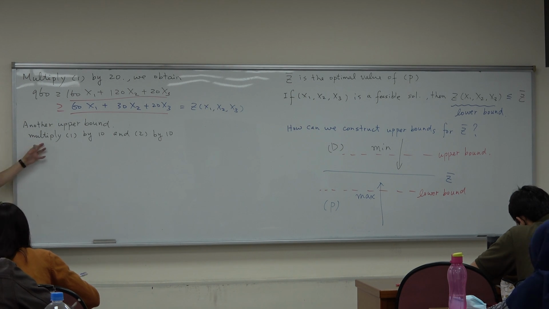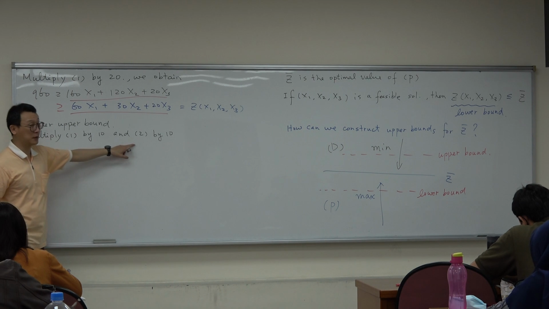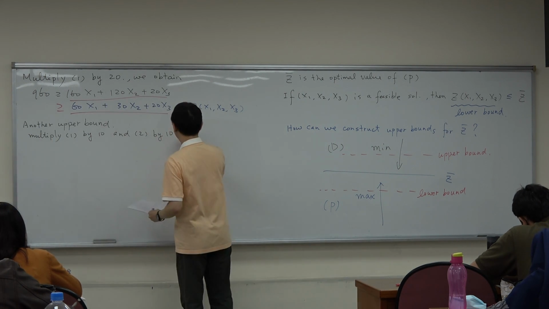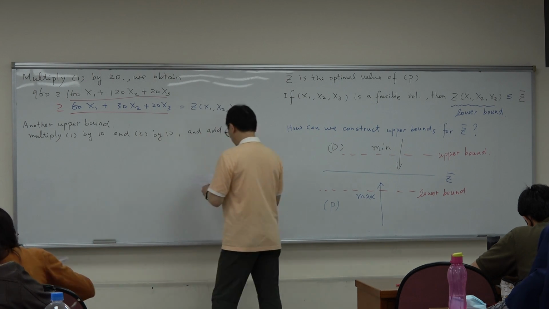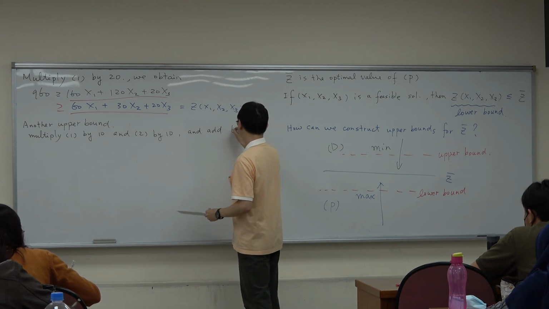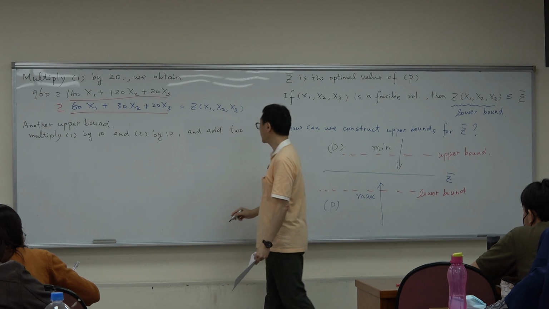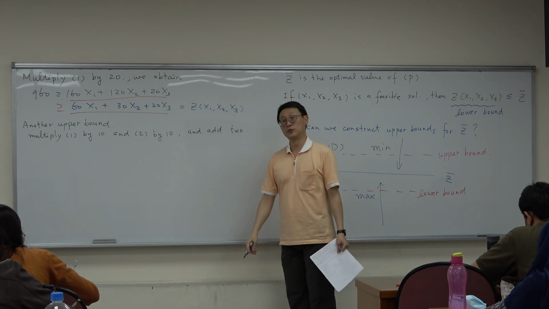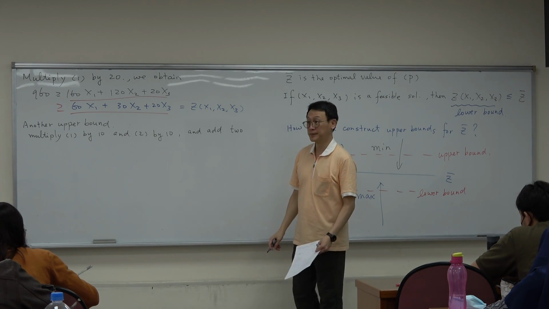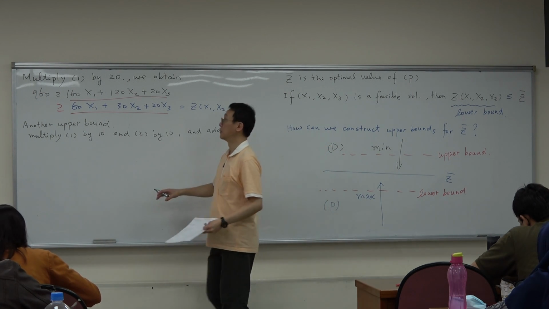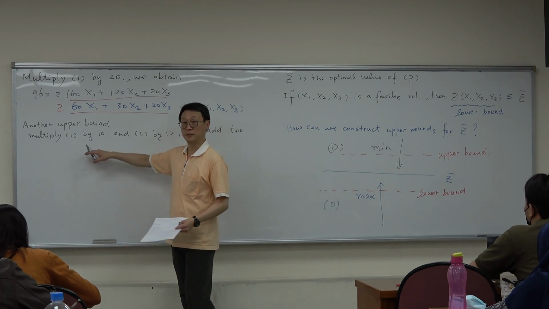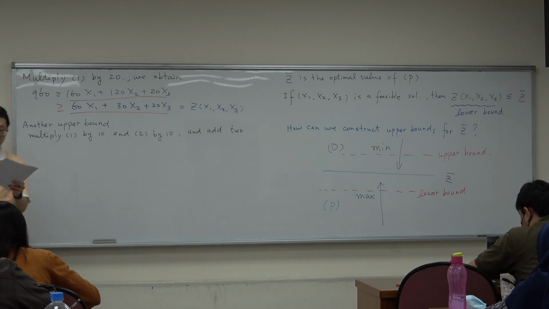And the next problem is that we multiply the first constraint by 10 and the second constraint by 10. We have two inequalities. Individually we multiply the first constraint by 10, the second constraint by 10, and we add them together.